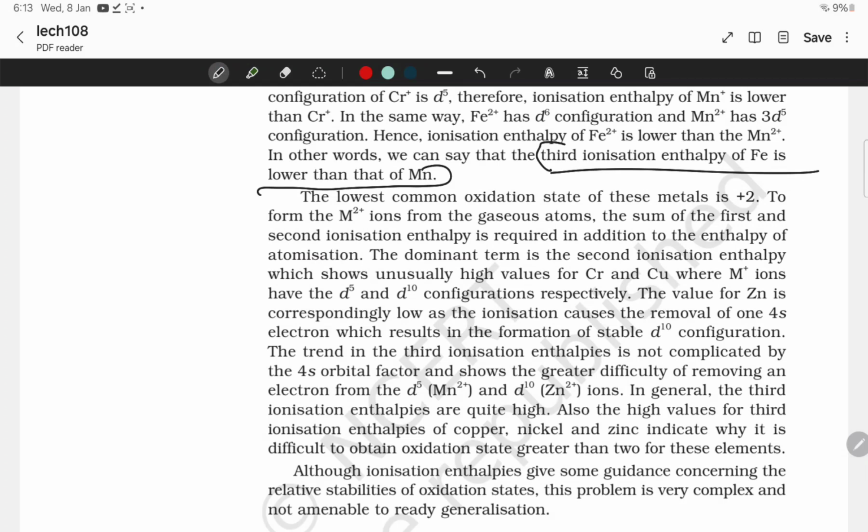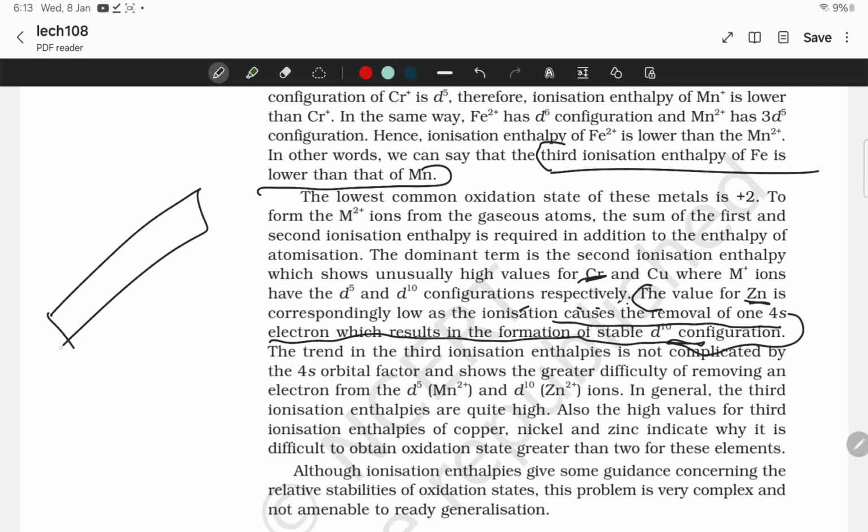Unusually high values, I am reading here, for chromium and copper, where M+ ions have the d5 and d10 configuration respectively. The value for Zn is correspondingly low, as ionization causes the removal of the 4s electron, which results in the formation of a stable 3d10 configuration. That is for zinc.